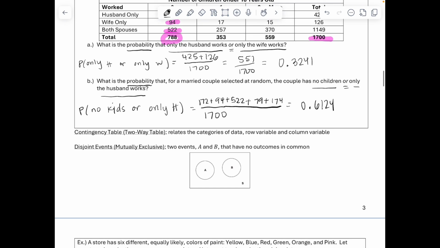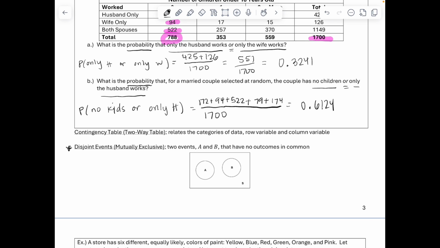Right below this, it says contingency tables. These are two-way tables, and it relates categories of data with row variables and column variables. Like this one had number of children under 18 years old, and the other one was who was working in the family.